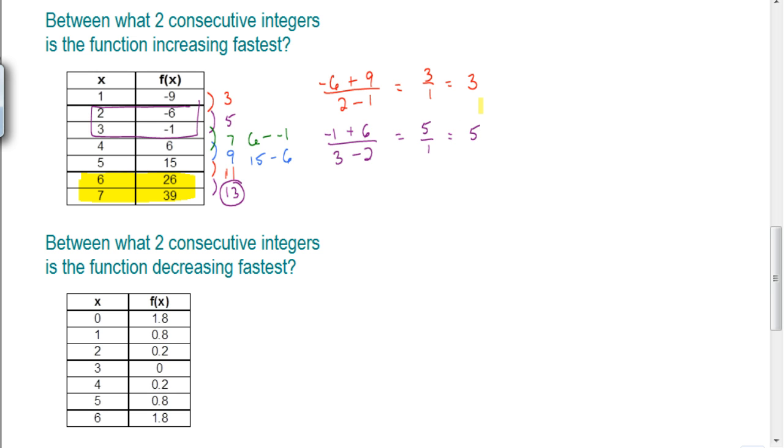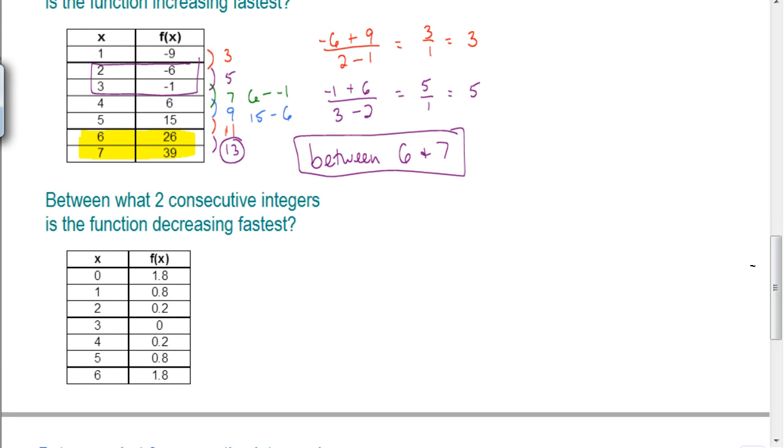So between which consecutive integers is the function increasing the fastest? We would write our answer to say that between 6 and 7 would be your answer. So let's look at this next one. It says, between what two consecutive integers is the function decreasing the fastest?